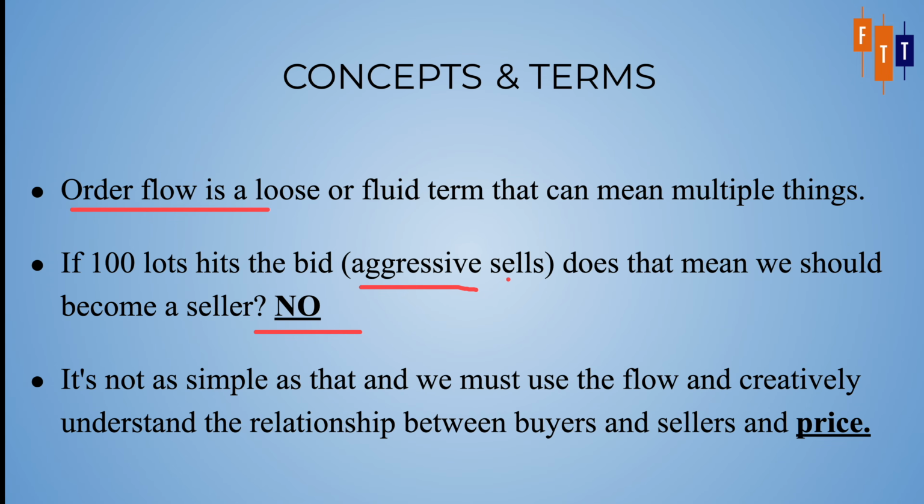It's not this binary thing where if you see sells, you sell, and if you see buys, you buy. It's not as simple as that, and we must use the flow and creatively understand the relationship between buyers and sellers and price. All right, a key word is creatively. As we go through this order flow series, it's about coming up with a creative understanding, things that are not obvious. If everyone can see it, it's the least likely to happen.